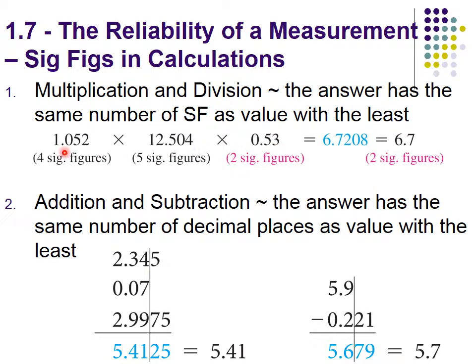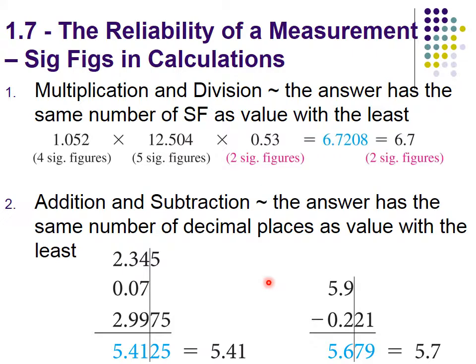And we count the sig figs in each of these values. So there's 4, 5, and 2. So our answer can only have 2 sig figs. It can only be as certain as the least amount. So this is the number your calculator gives you. Your calculator doesn't care about sig figs, and we're going to round it to just 2 sig figs.